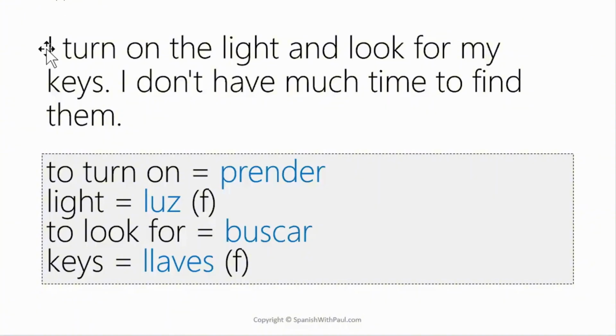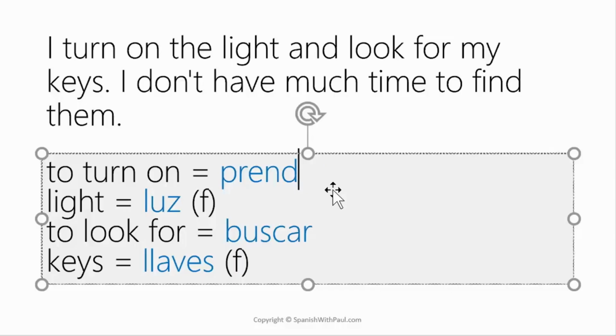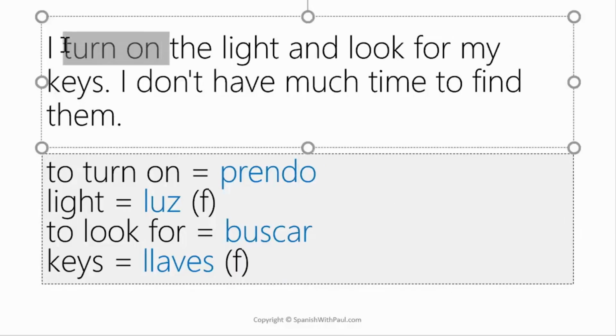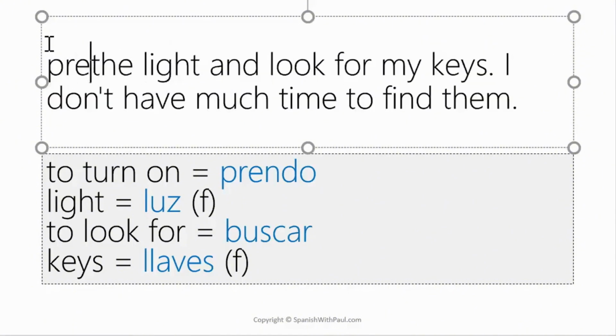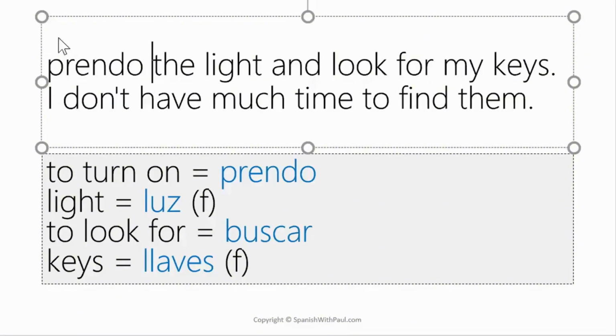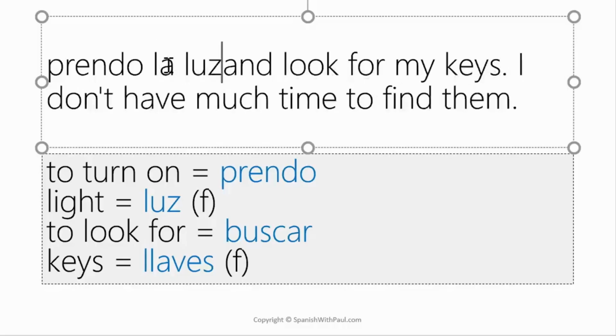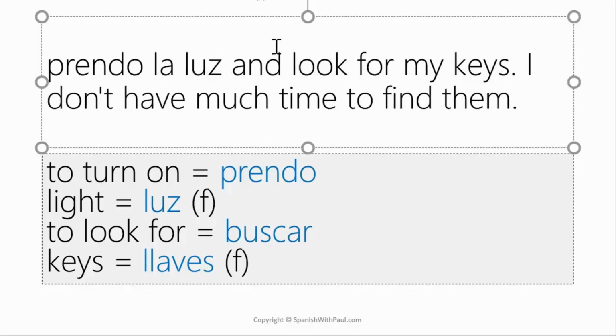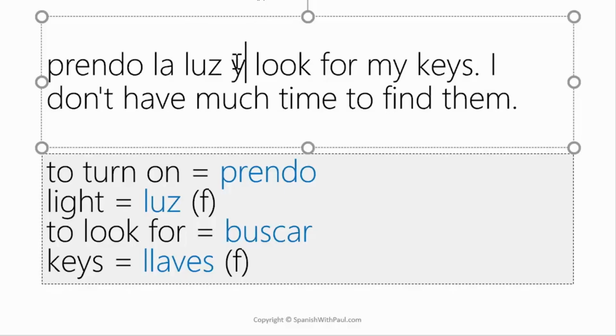Alright, so here we have I turn on. And we know the verb to turn on is prender. So we need to conjugate it. That's easy, right? We get rid of the ER ending and we replace it with an O. So prendo would be I turn on. Let's put that up here. Next we have the light, and we know it is la luz. And the word for and is of course y.